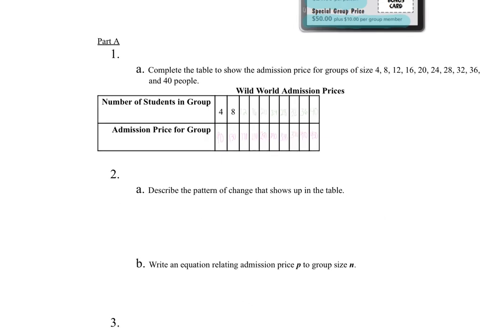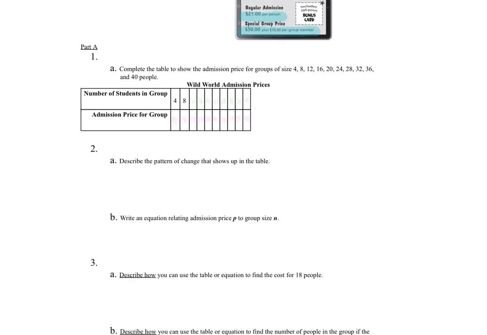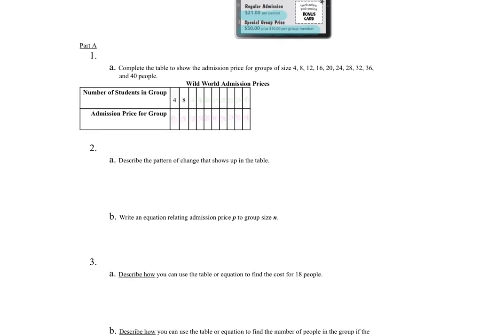Okay, so your job here is to describe the pattern of change that shows up in the table. Okay, so what are you seeing? Then write an equation relating the admission price P to the group size N. I also want you guys here to identify independent and dependent. Okay, so which one is independent, which one's dependent?